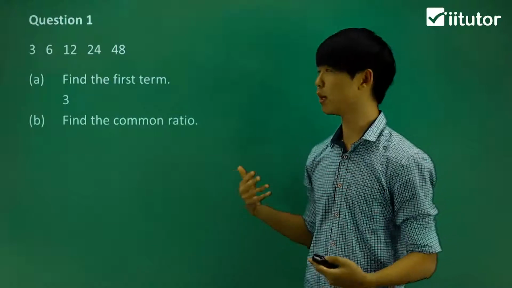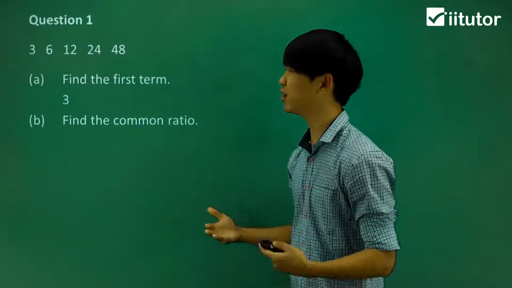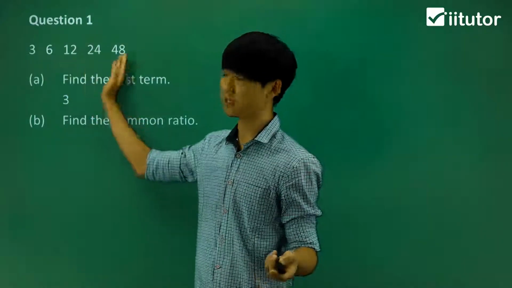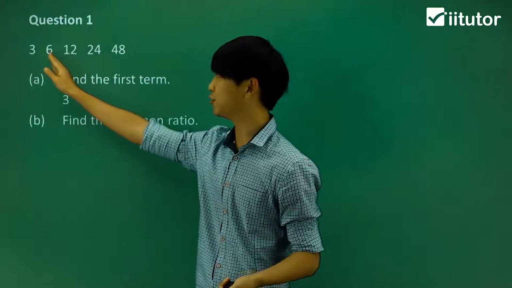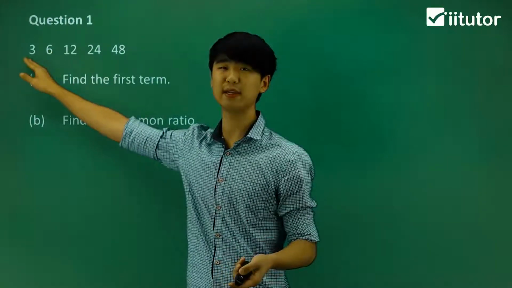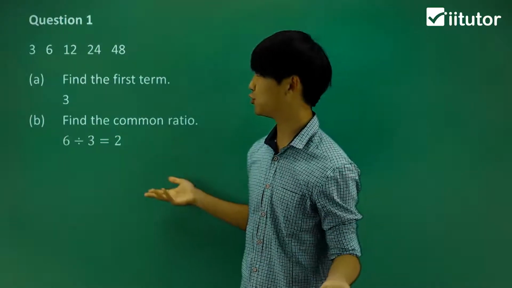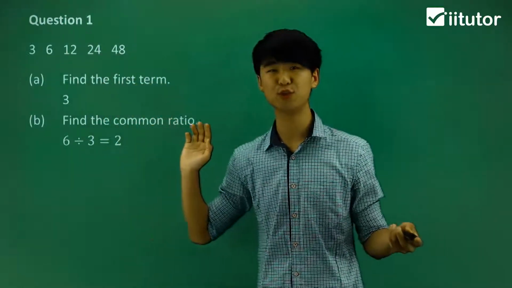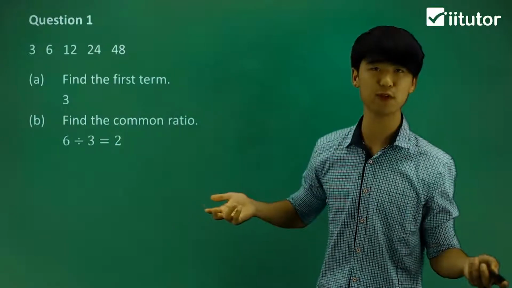Now in the next one, we're going to try and find the common ratio. One thing we can do is just look at the numbers and see how they're going up, or we can also just test it and take a number and divide it by the one before it. So for example, 6 divided by 3 is 2. And we can see it's going up by 2s. So that's the common ratio and also the first term. It's not too difficult.